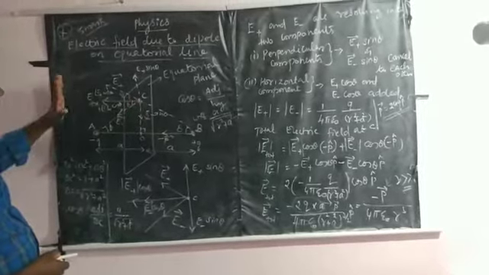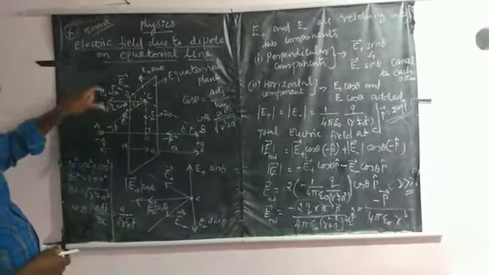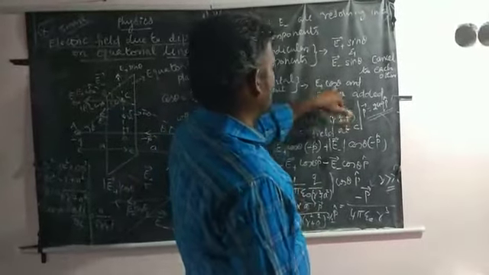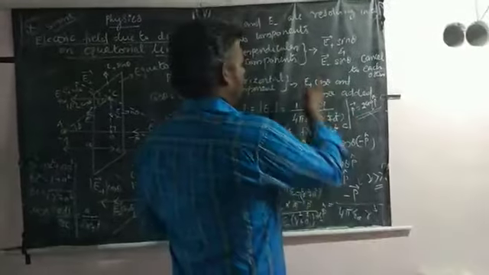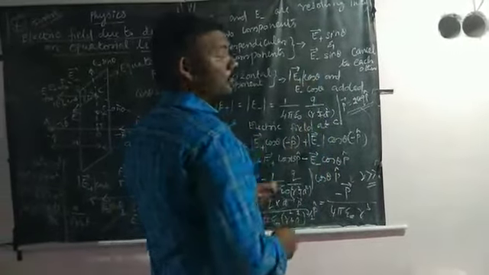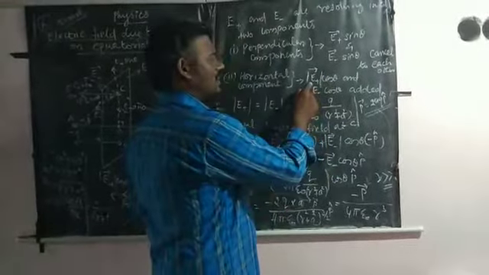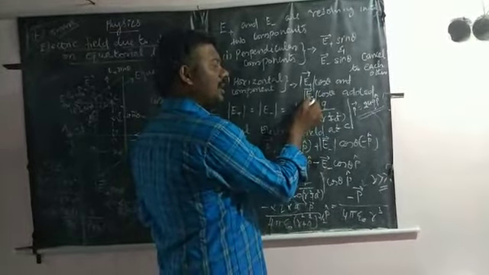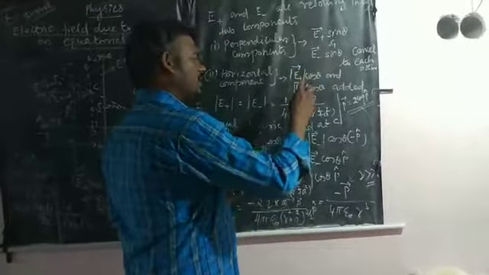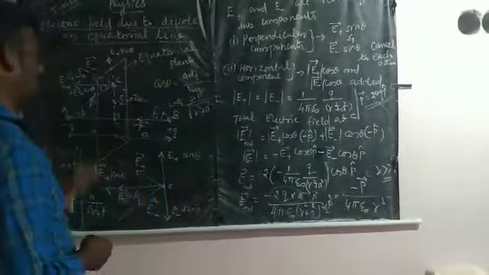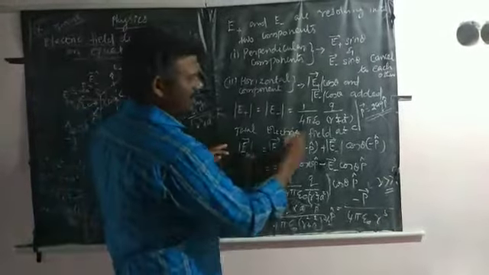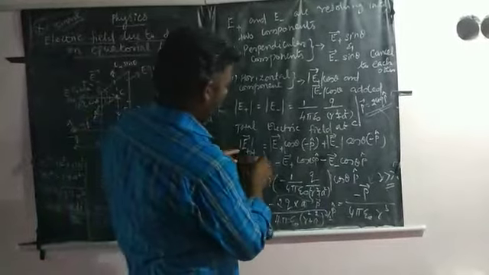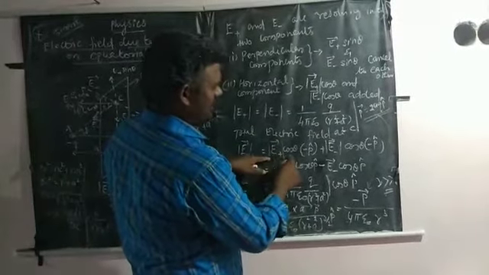So the total electric field at point C due to the horizontal component is E plus cos theta and E minus cos theta. E plus means the magnitude of electric field due to the positive charge. This is the horizontal component of electric field due to the positive charge. This is the horizontal component of electric field due to the negative charge. So two fields are acting along the same direction, so they are added. So total electric field at point C due to the horizontal component is equal to E plus cos theta.